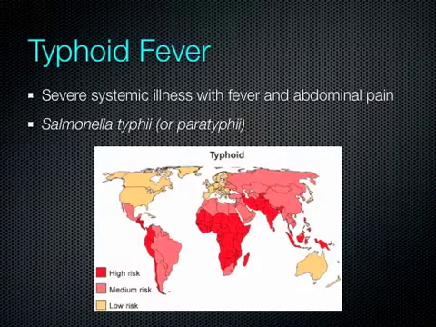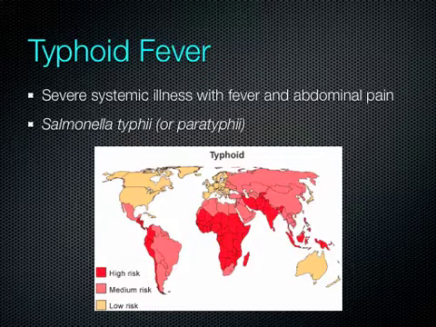Next, typhoid fever. So, first thing about typhoid fever, this is not salmonella diarrhea. It's a salmonella infection, but it's a salmonella bacteremia. It's a severe systemic illness with fever and abdominal pain. Fever, abdominal pain, typhoid fever. But no diarrhea. All right.